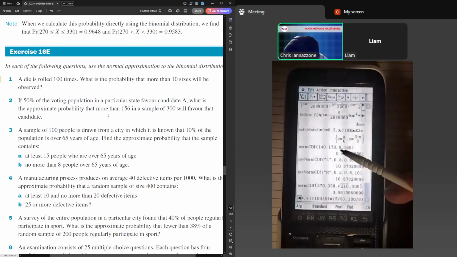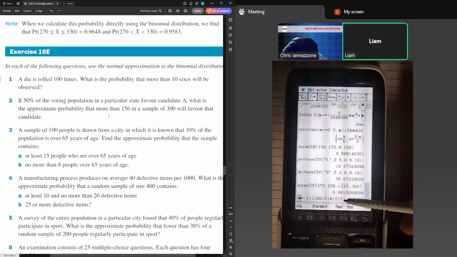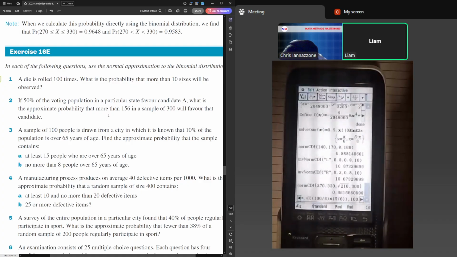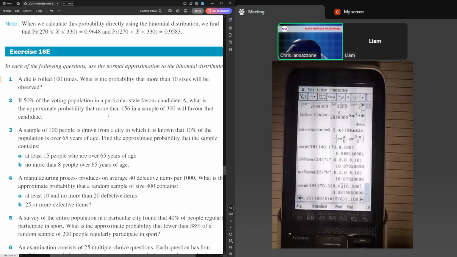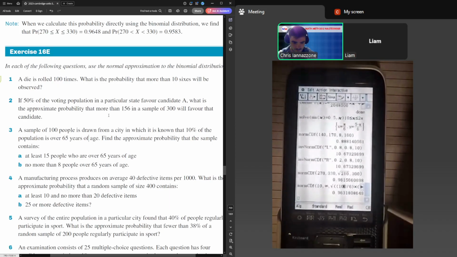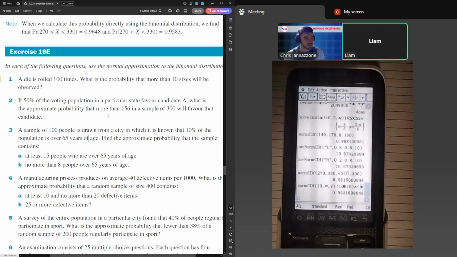Oh, incorrect number of arguments. What did I do wrong there? Oh, right, I didn't do my brackets properly. That's my fault. Let's try. Is that good? That should be good. There you go. For that one, you would have got pretty similar to me, right? 0.9631. Yeah, got it. So that's the first one sorted.